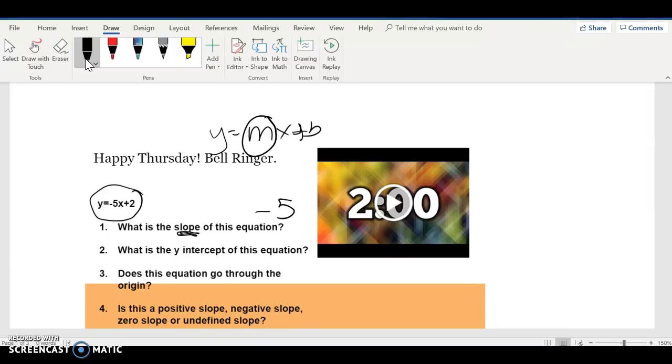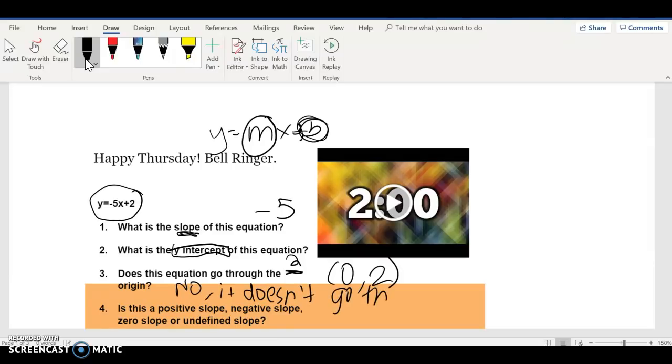What is the y-intercept of this equation? Remember, the y-intercept is essentially our home base, where we're starting. So that's always my b. Well, what's my b value in this scenario? Well, it's 2. So does this go through the origin? And the answer for that one should be no, because since we're starting at 2, my y-intercept will be at (0, 2), that means it does not go through (0, 0).